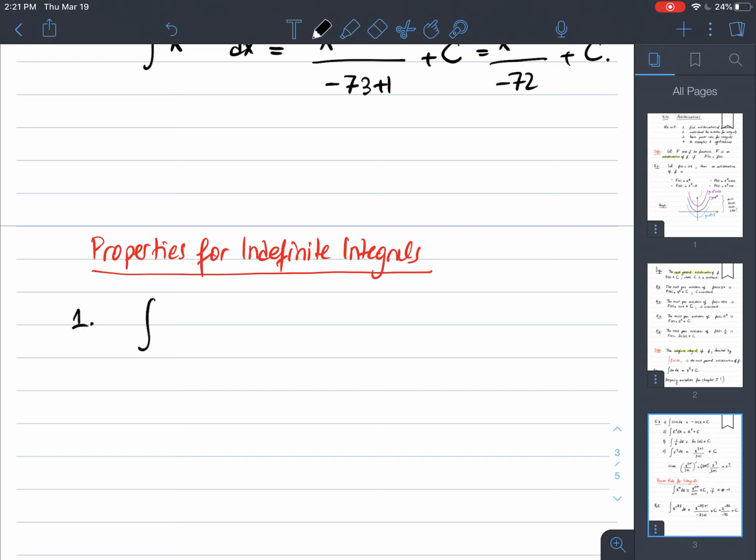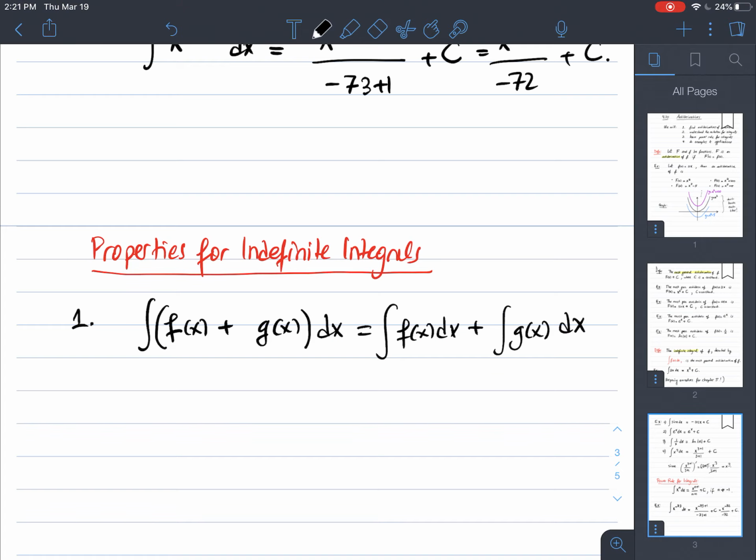the integral of f plus g, sorry, I should also write dx here, so let me do that, is equal to the integral of f plus the integral of g. And if you want, you can also put a minus here, and then it's the same rule. So the integral of a sum or a difference is the sum or the difference of the integrals.